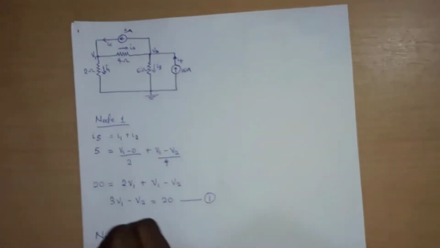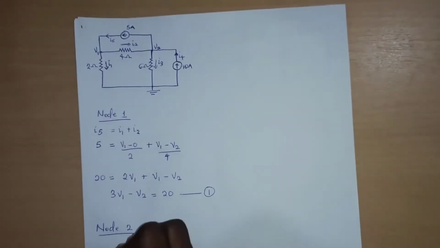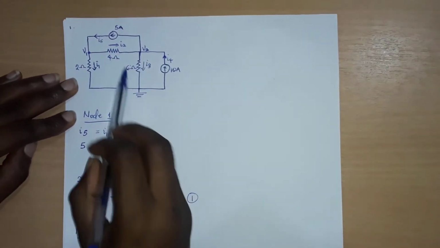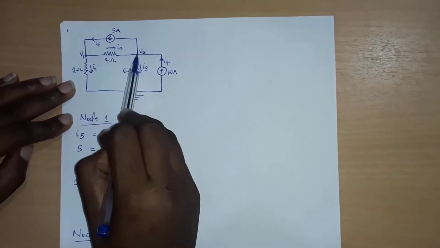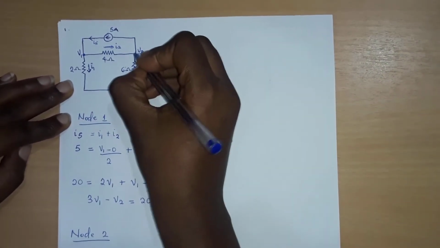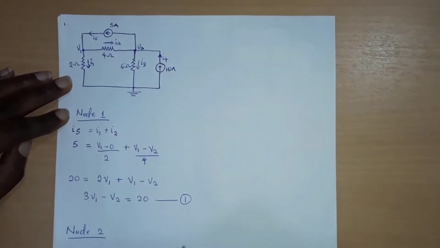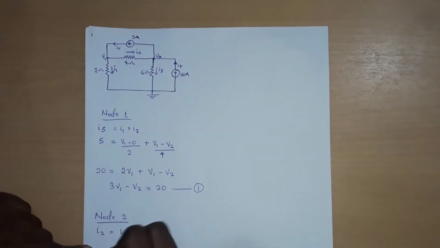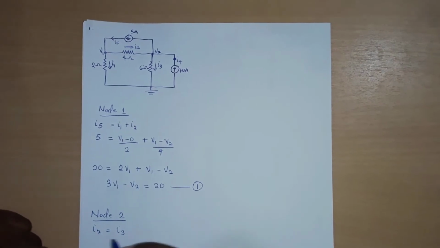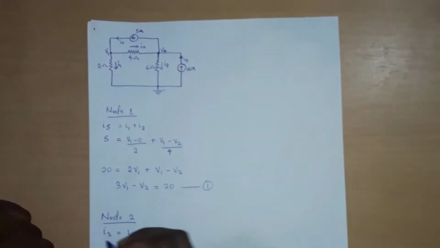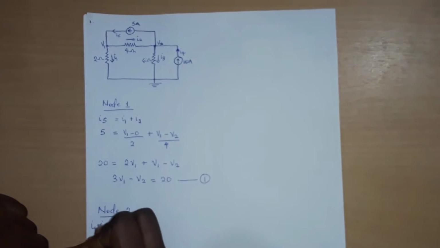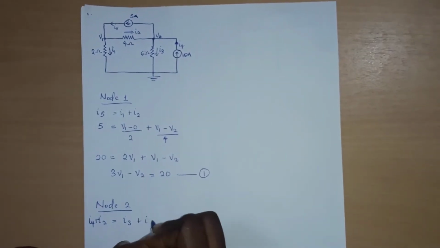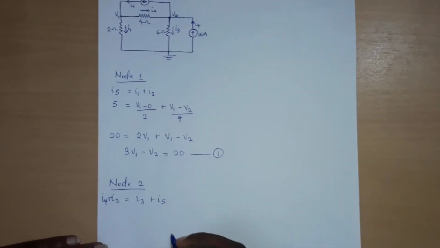Then at node 2, I have current I4, which is 10 amps, entering the node, current I5 leaving the node, then current I3 leaving the node, but I2 is entering the node. Okay, but I4 is also entering the node, so I4 plus I2 entering the node, I3 leaving, then I5 also leaving. So that makes our equation set.